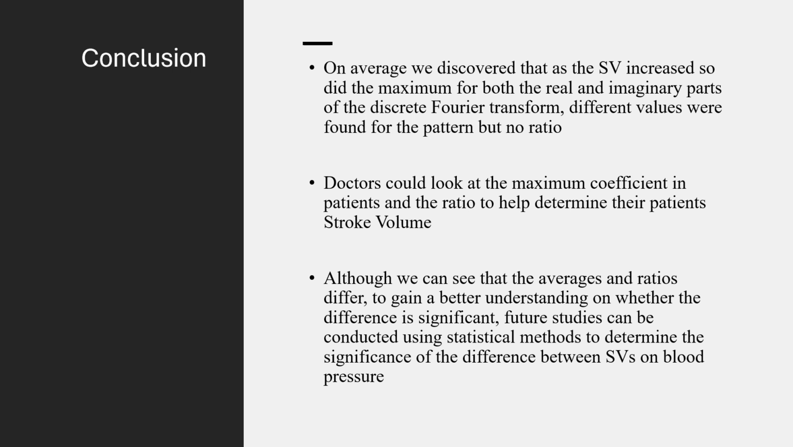So in conclusion, we did find a difference in the groups with the ratio and the average maximum, and there's a potential that doctors could be able to use this to predict what someone's stroke volume is. Although we can see that there is a difference, we would suggest further investigation to check if it's statistically significant and to test its ability to predict stroke volume before it is used for that purpose.